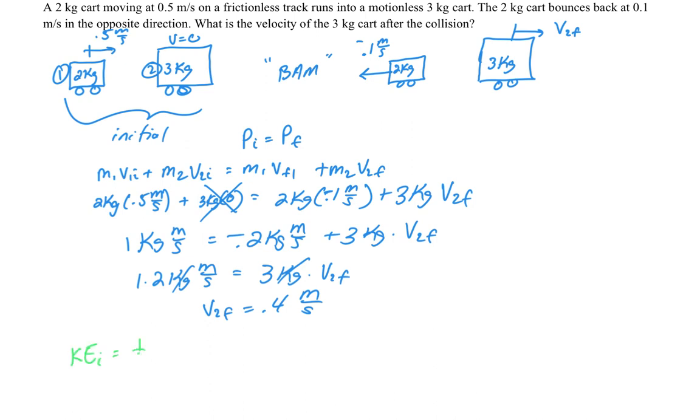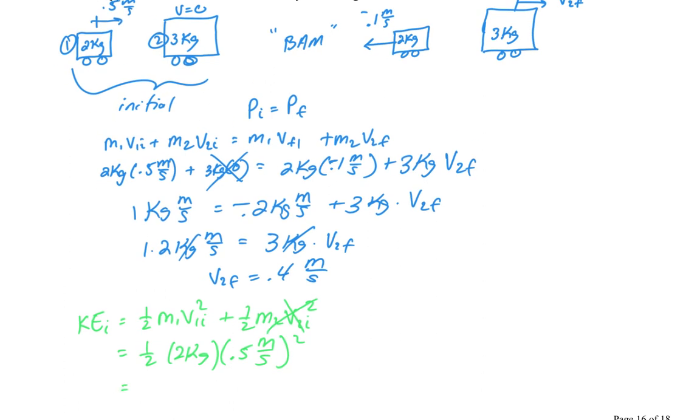The initial kinetic energy is going to be 1/2 mass of object 1, V1 initial squared, plus 1/2 mass of object 2, V2 initial squared. But I know that the initial velocity of the second object was 0, so I can get rid of that. So my initial kinetic energy is 1/2 times 2 kilograms times 0.5 meters per second, that has to be squared. And I plug that in my calculator. You should find that the initial kinetic energy is 0.25 joules.